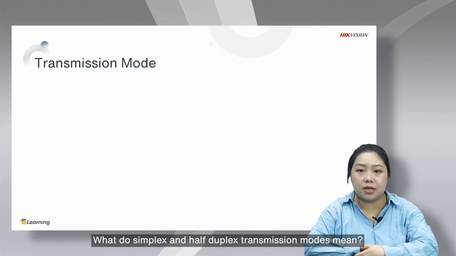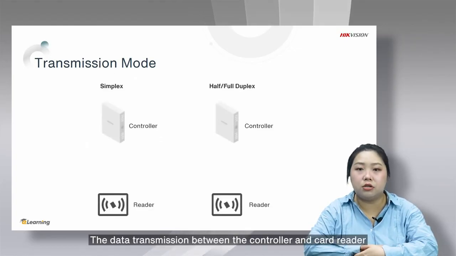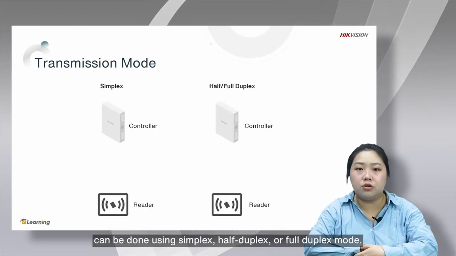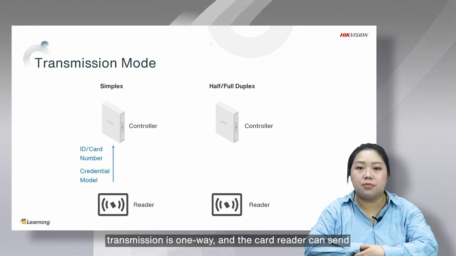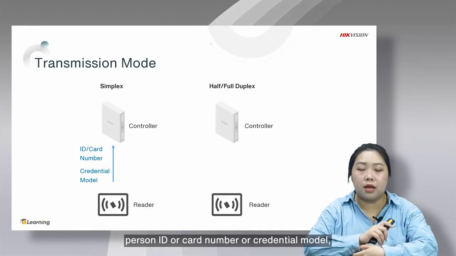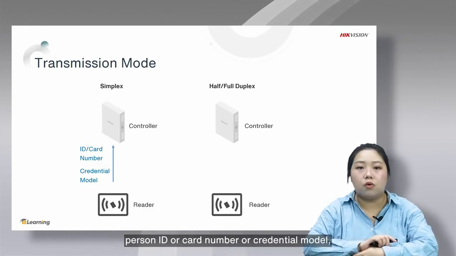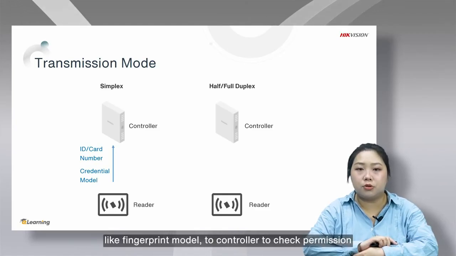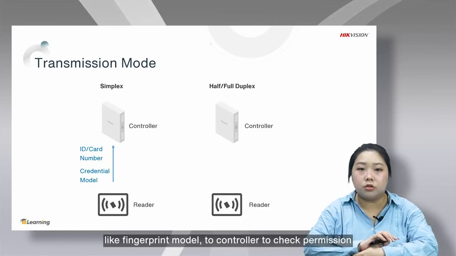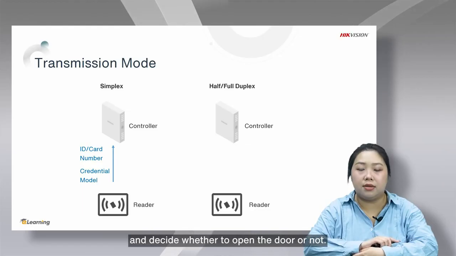What do simplex and half-duplex transmission modes mean? The data transmission between the controller and the card reader can be done using simplex, half-duplex, and full-duplex mode. With simplex mode, the transmission is one-way, and the card reader can send person ID or card number or credential model like fingerprint model to the controller to check permission and decide whether to open the door or not.